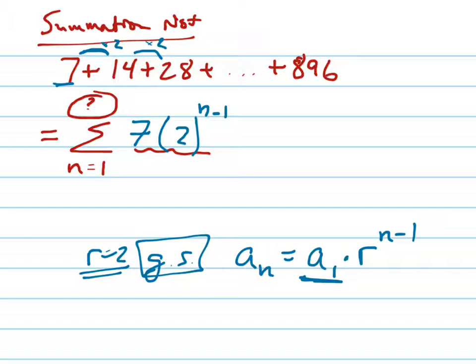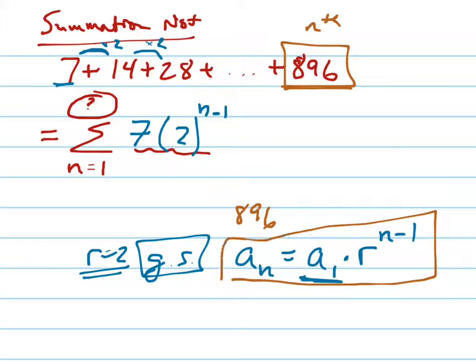To figure that out, I'm going to have to do a little bit of algebra. There is my nth term. That's my last term, so I want to find out what n is. I know that a sub n is 896. I'm going to use this formula right here. A sub 1 is 7. R was 2. And I'm trying to solve that equation for n.